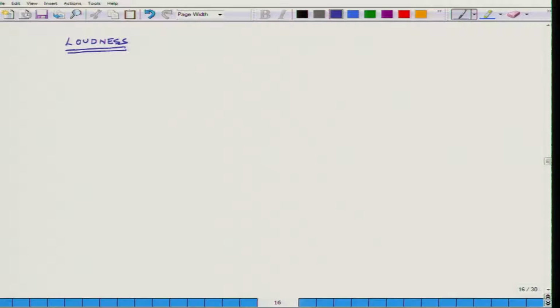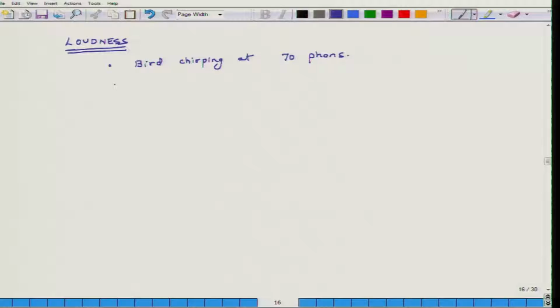Loudness. First I wanted to illustrate how this is different from loudness level. So consider three scenarios. One is that there is a bird and it is chirping at 70 fons. How do we know that it is 70 fons? We say that it is 70 fons because if I play a 1000 hertz sound at 70 decibels, people will say that this sound is as loud as this bird. So it is 70 fons.